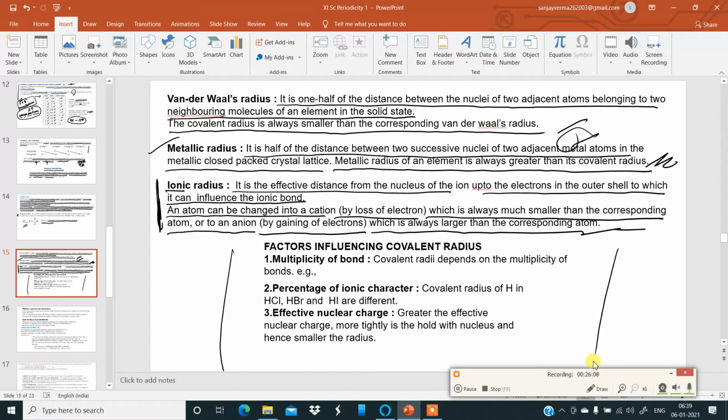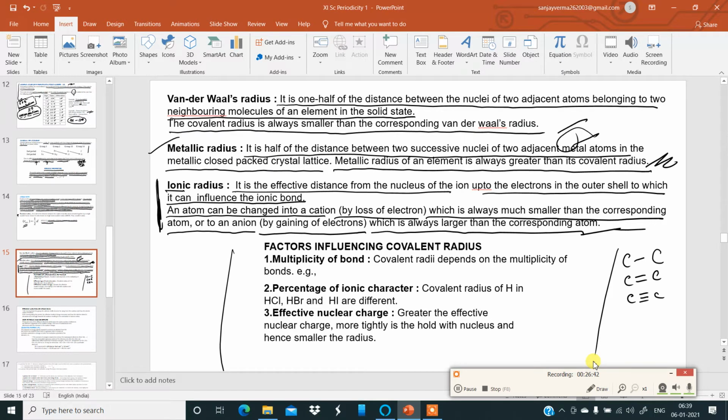Now, coming to the factors influencing covalent radius. Number one, the first factor, covalent radius depends on the multiplicity of bonds. When I say multiplicity of bonds, carbon-carbon single bond is possible, carbon-carbon double bond is possible, carbon-carbon triple bond is possible. So as the number of bonds between two atoms increases, the covalent radius also decreases, inverse proportionality.